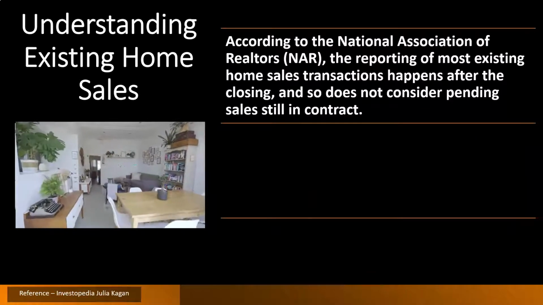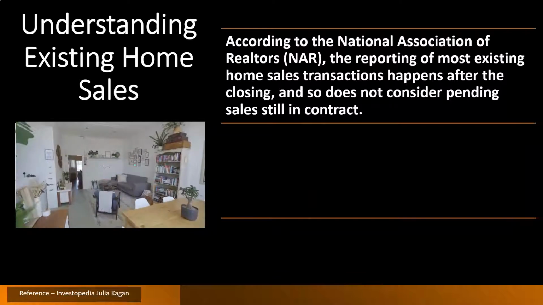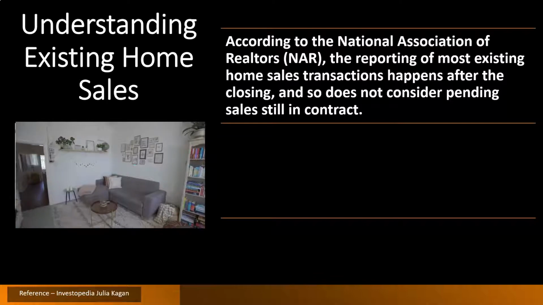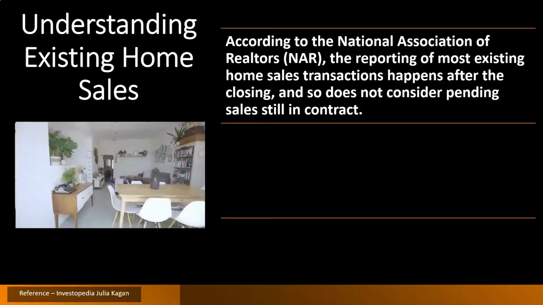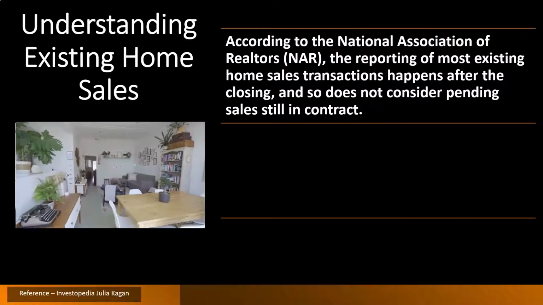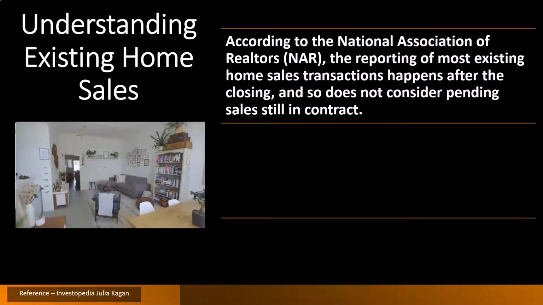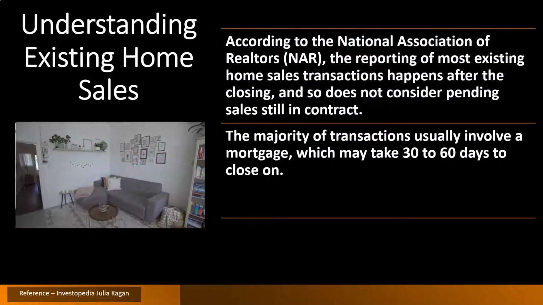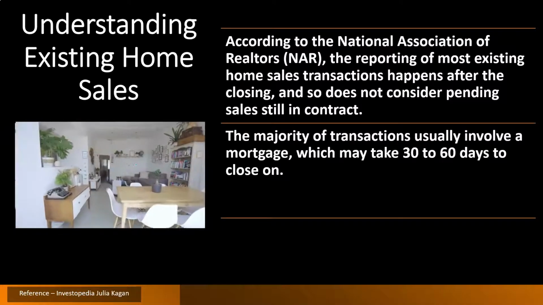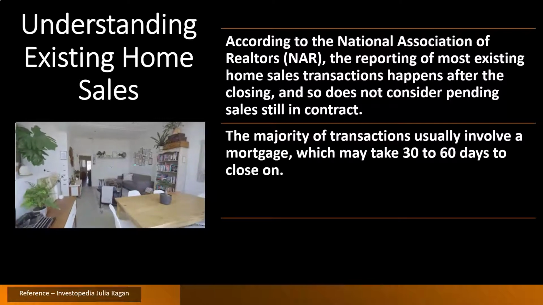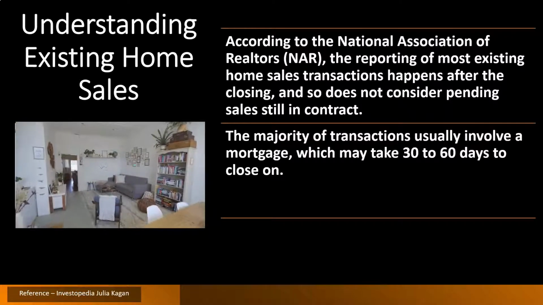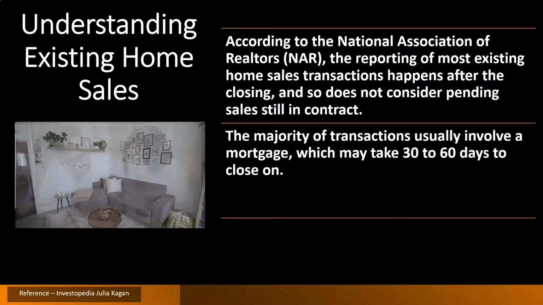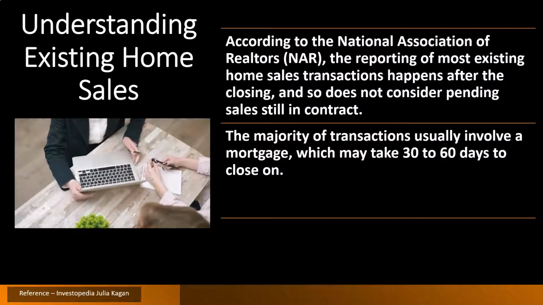which will be more of a leading kind of indicator. So understanding existing home sales, according to the National Association of Realtors, the NAR, the reporting of most existing home sales transactions happens after the closing and so does not consider pending sales still in contract. So you have some kind of timing differences with regards to when they are going to actually track these things, due to the fact that, of course, it takes some time for the actual transaction of a sale to take place. The majority of transactions usually involve a mortgage, which may take 30 to 60 days to close on.